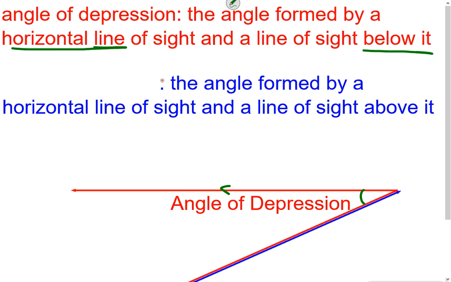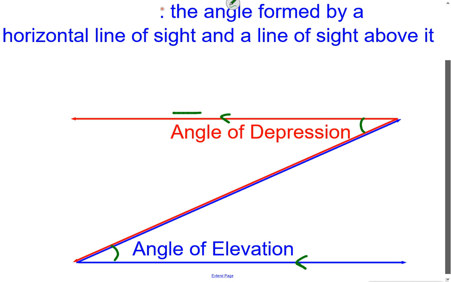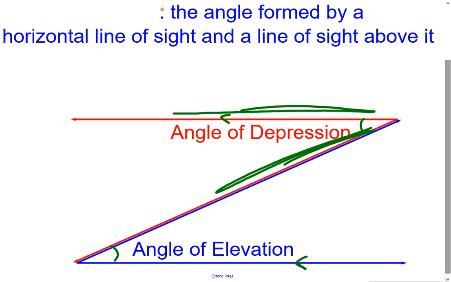So I look at my picture down here and I can see my angle of depression. Notice, like I said, there's the horizontal part and then there's the part that goes down. So I think of an angle of depression as one of the sides goes down. That's going to be very helpful when remembering which one's which.